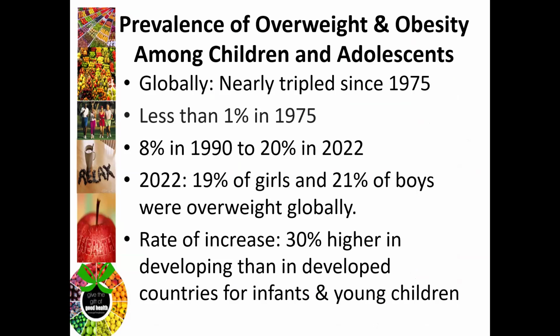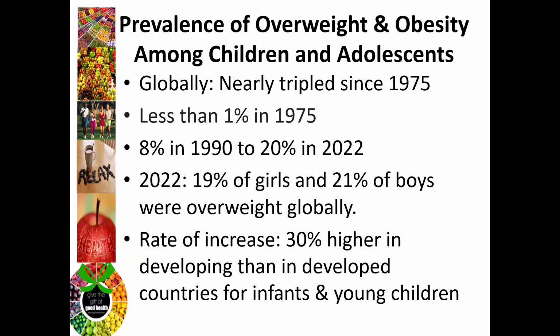So the prevalence of overweight and obesity have been increasing over the years. Unfortunately, they're increasing faster in developing countries compared to the developed world. Globally, it has nearly tripled between 1975 and now. As at 1975, the prevalence of overweight and obesity was less than 1%. It jumped to 8% in 1990 to 20% in 2022. And now, year 2025 is much higher than that 20%. The rate of increase is 30% higher in developing countries than developed countries for infants and young children.